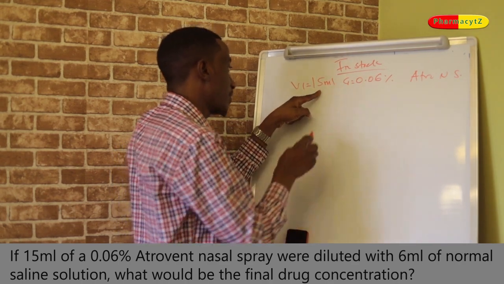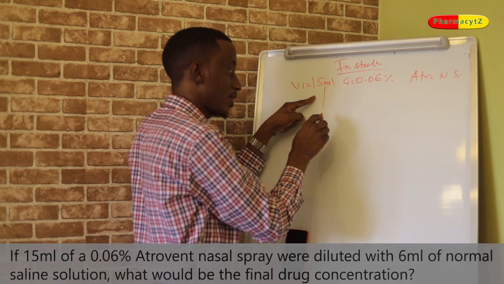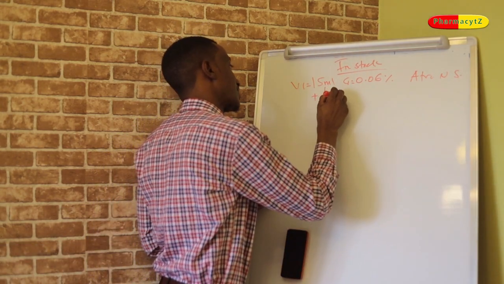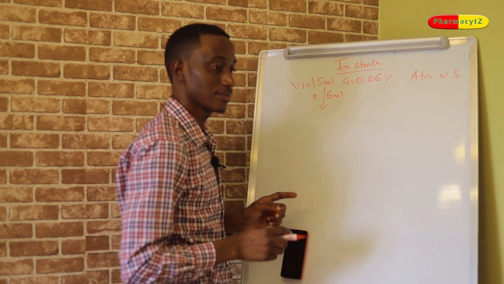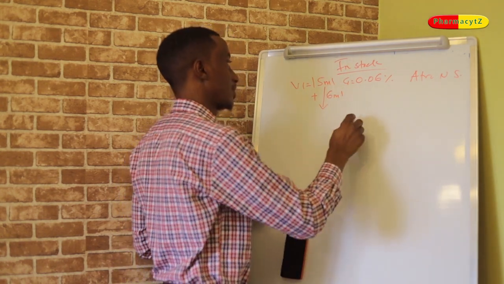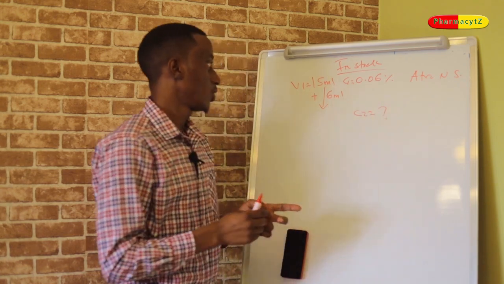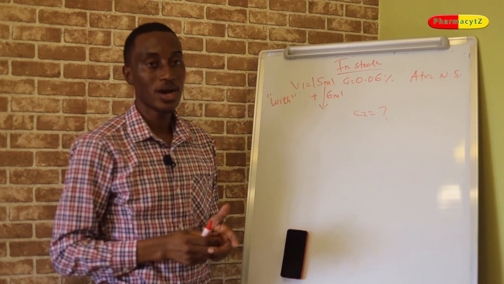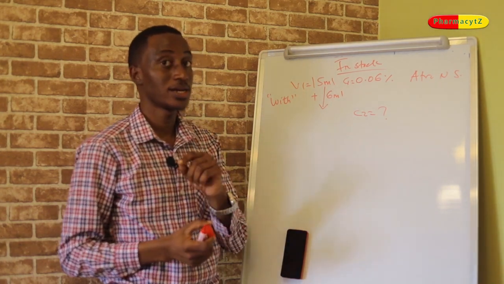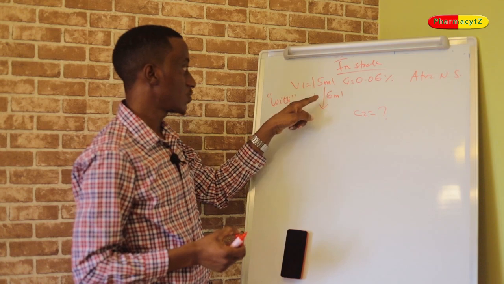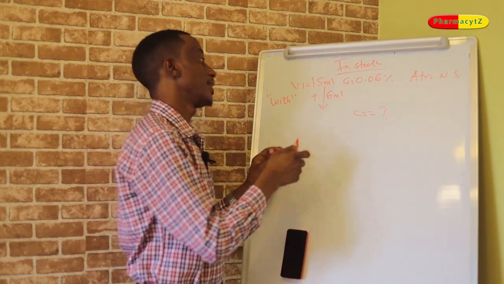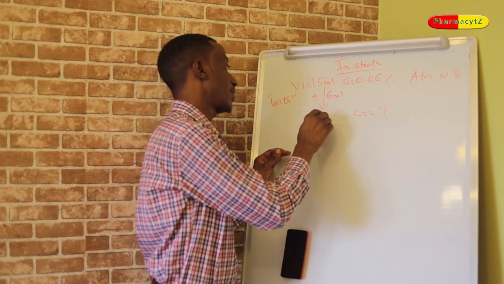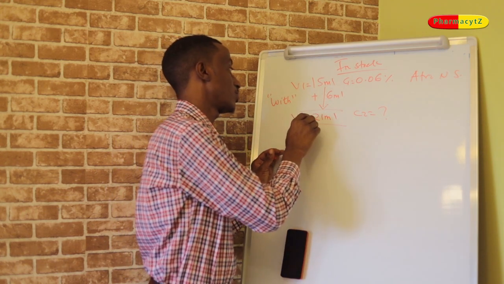Then this 15 mils was diluted with 6 mils to what? We don't know. So what is the final concentration? Taking into consideration the word "with", it indicates that there was an increase in volume. If 15 mils were diluted with 6 mils, then the final volume is 15 plus 6. At the end of dilution, we shall have 21 mils. Then that is volume 2.